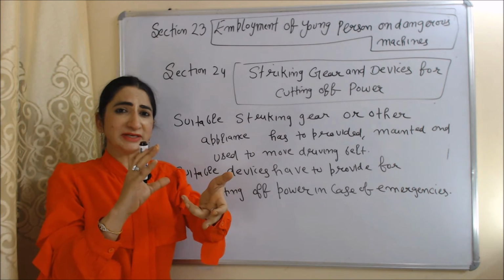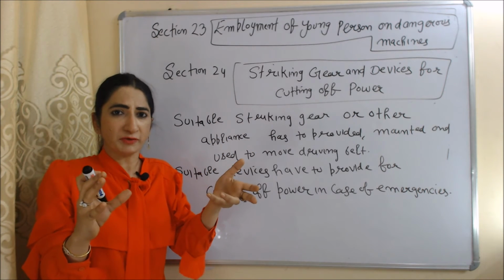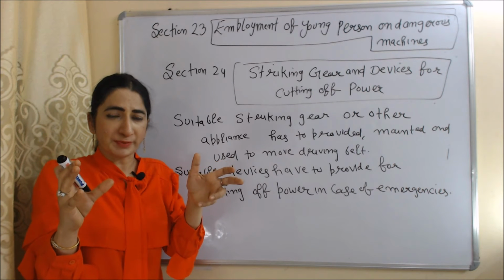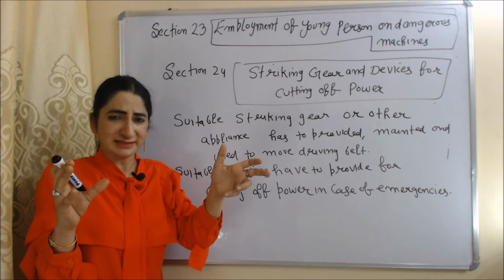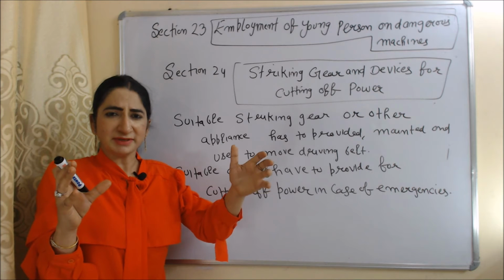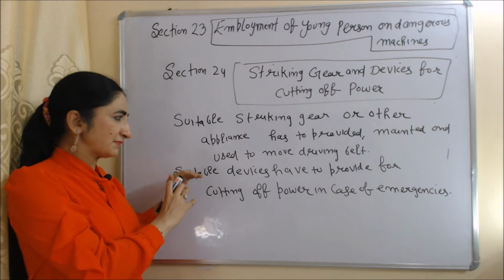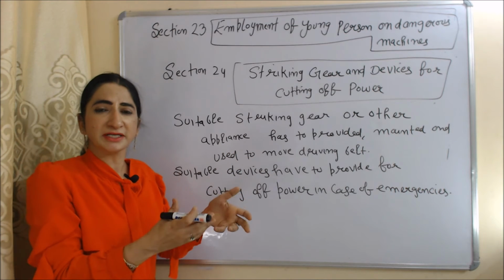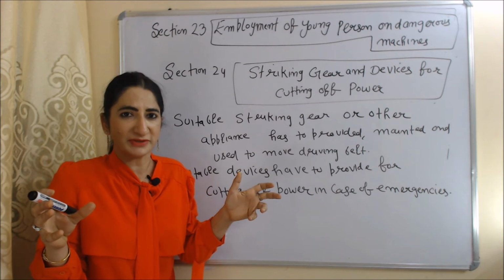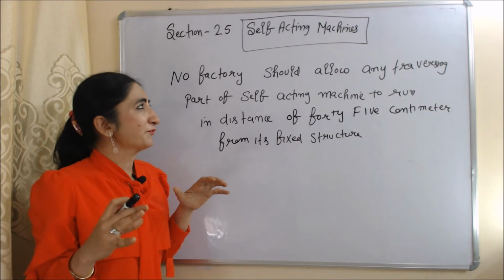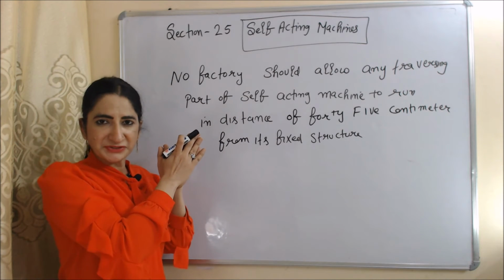As we know, striking gear controls movement of the belt. That's why proper striking gear or other appliances should be provided, maintained and used to move the driving belt, and suitable devices have to be provided for cutting off power in case of emergencies. Section 25, self-acting machines.